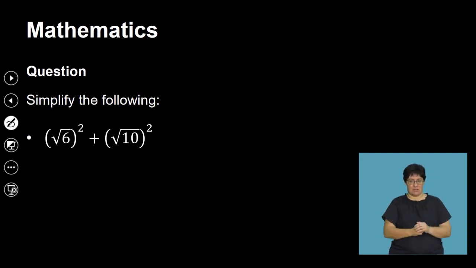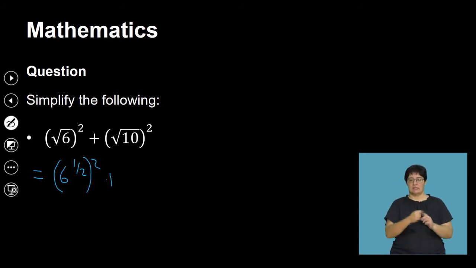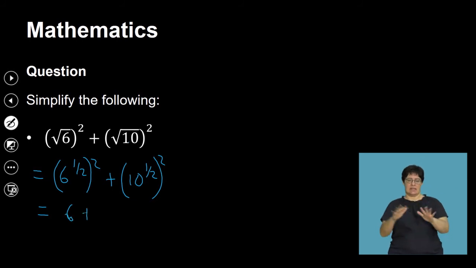Another example that I have here says simplify the following. So I have the 2 outside there, right? And I have the 2 outside there as well. So this will be the same as 6 to the exponent of 1 over 2, right? And this will be raised to the 2 outside there. Plus, this will be 10 raised to 1 over 2, and then there's a 2 out there. Lastly, this will just be 6 plus 10, which is then 16.